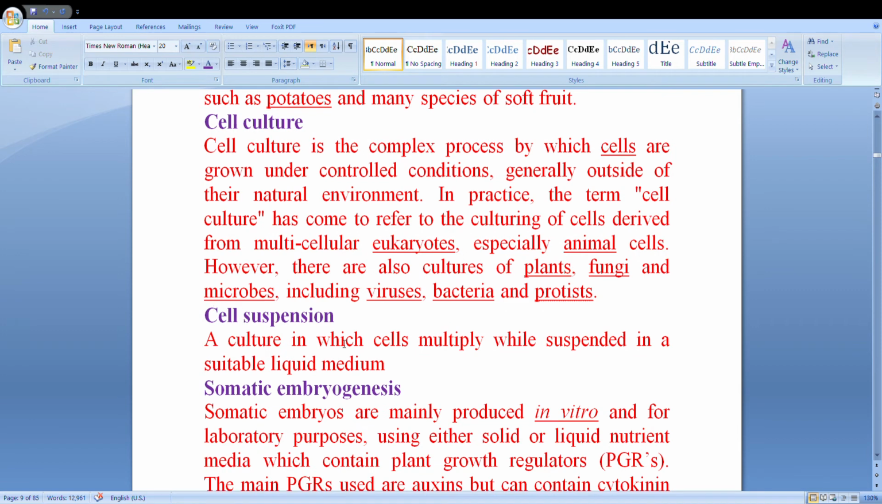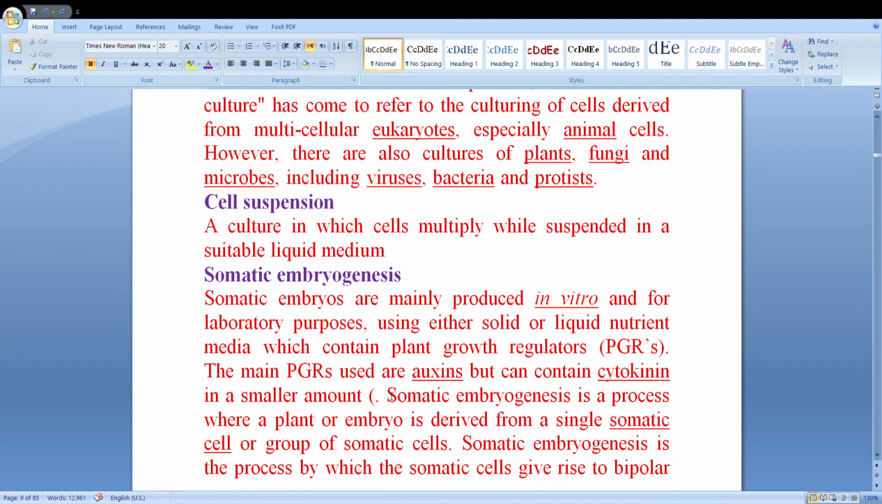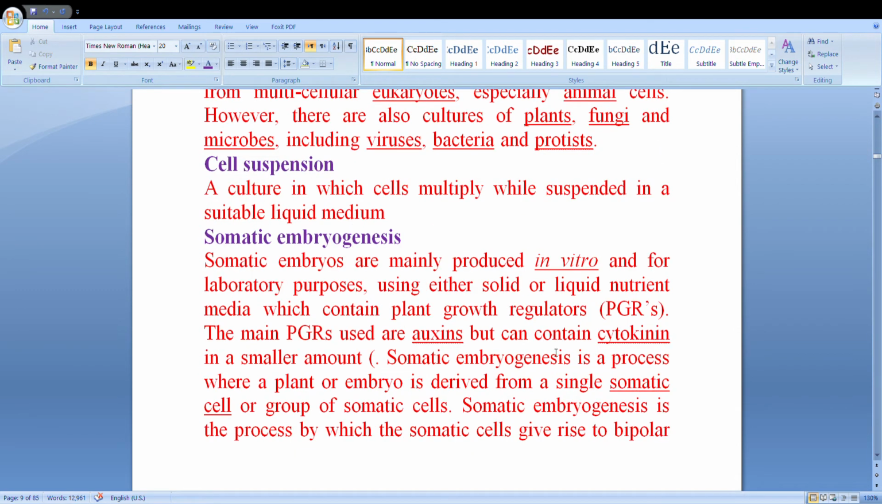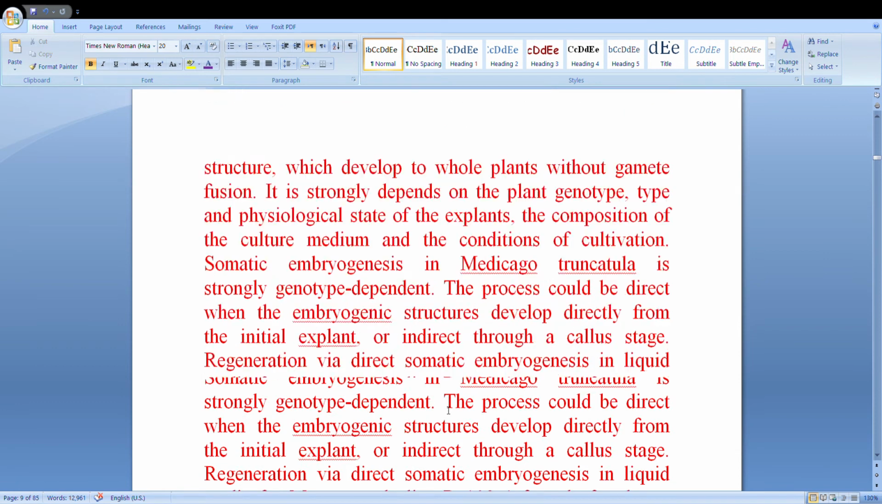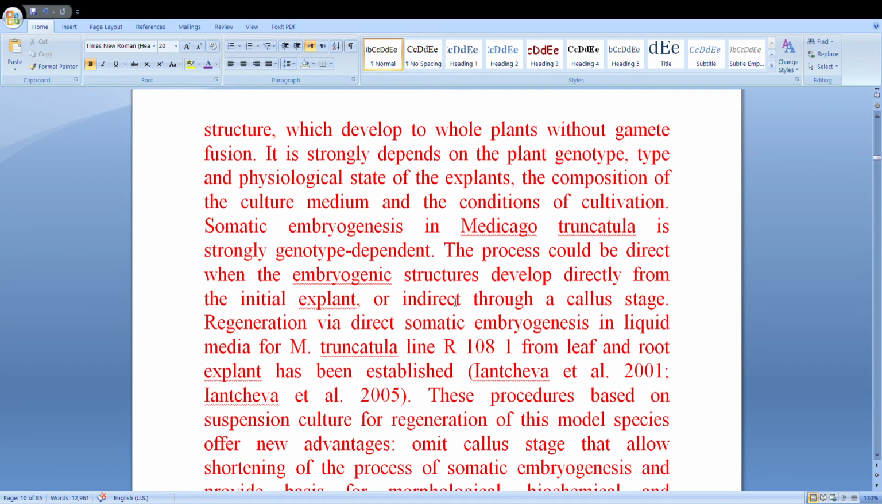In other topics, cell suspension we can also do. Another topic is somatic embryogenesis. This is also one kind of technique. In somatic embryogenesis, using the embryo and growth regulators, and then different types of cytokinins, and auxin and cytokinins, by using this. So you can see here many different scientists use this and they got good results.